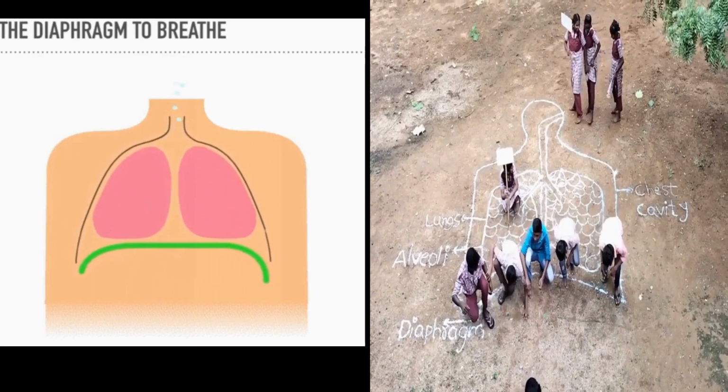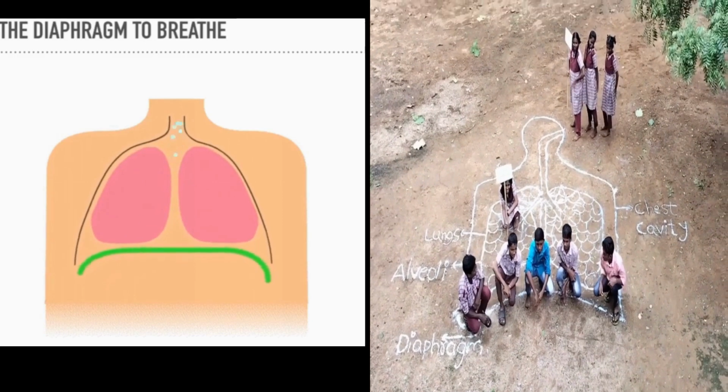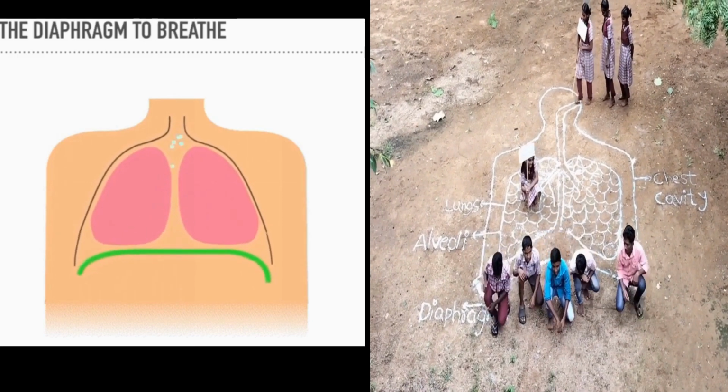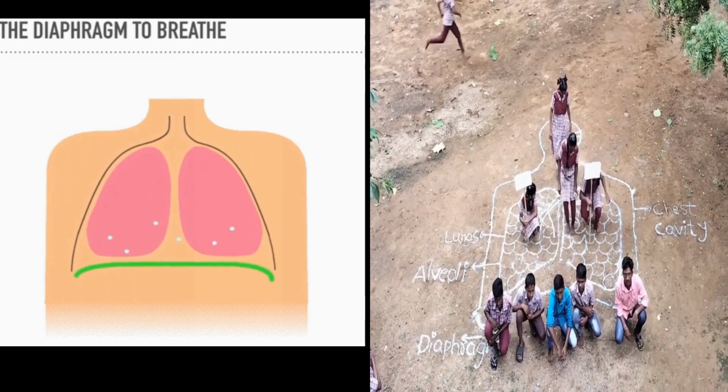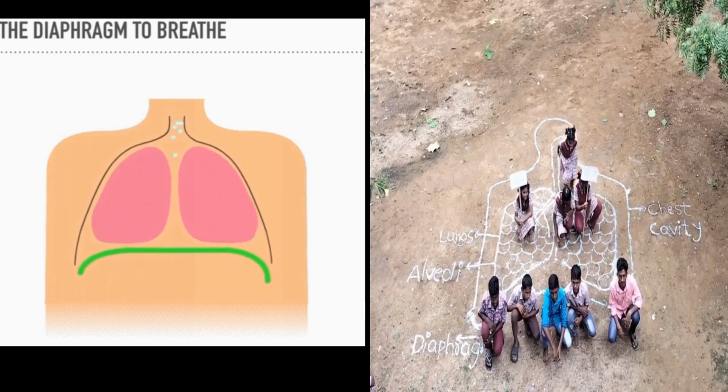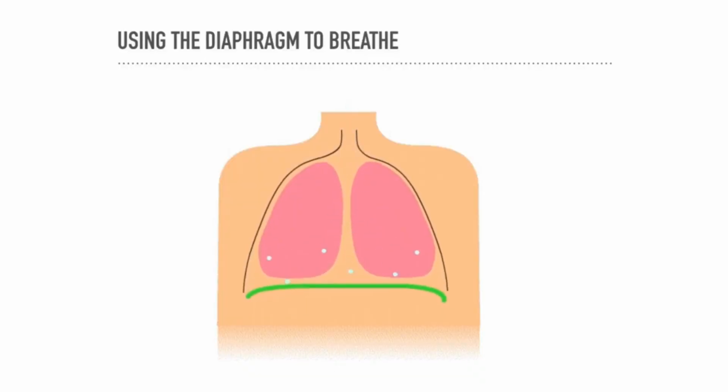Now you are seeing the role of diaphragm activity. When the diaphragm is in a flat position, air enters the lungs. Those 3 students are air particles. When the diaphragm is in a dome position, air is sent out of the lungs.